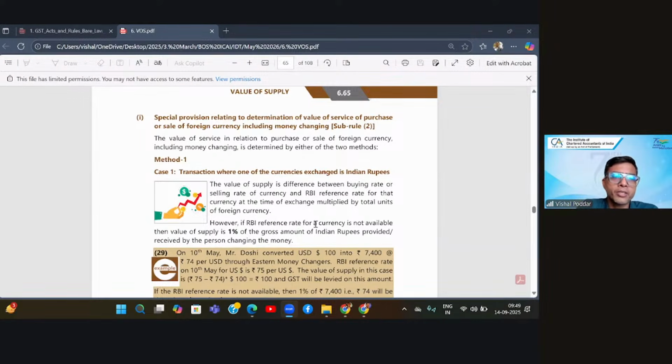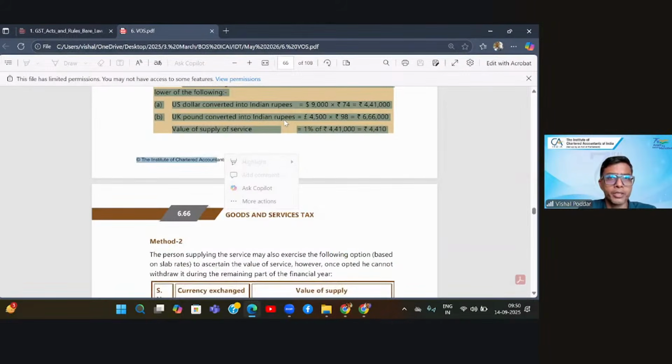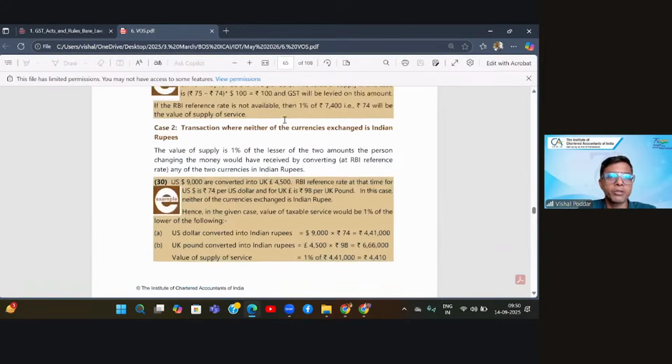So let us say the bank has sold the dollar to me at rupees 90, but the bank has procured it at rupees 89. So 1 rupee per dollar is what the bank has earned, multiplied by the number of dollars which the bank has given to me. So I'm taking 1 lakh dollars. So 1 lakh multiplied by 1. This is the value. So first, the value is the difference between the buy rate and the sell rate. First option. Second option is if this buy rate, sell rate is not available.